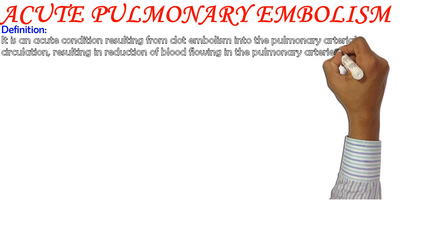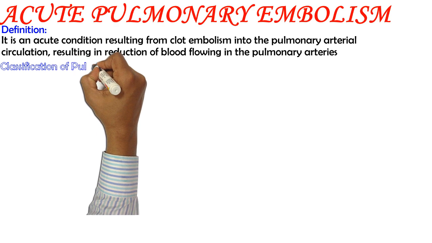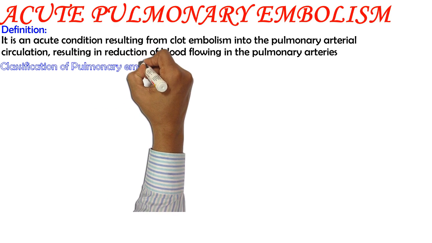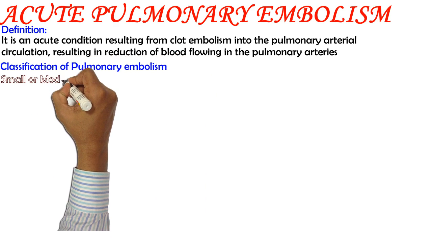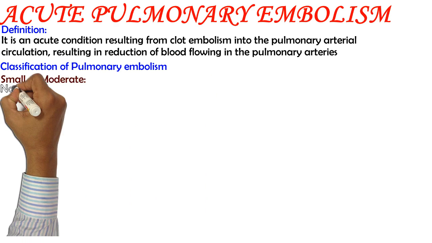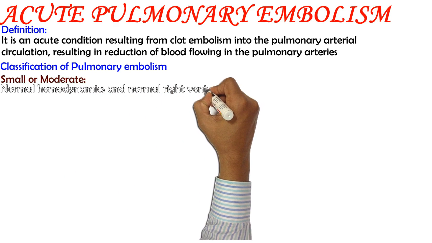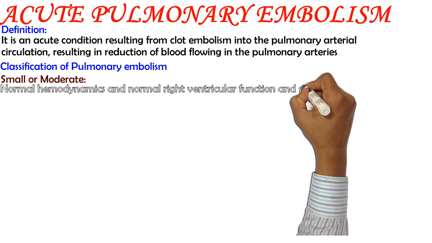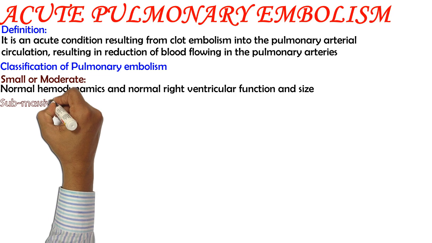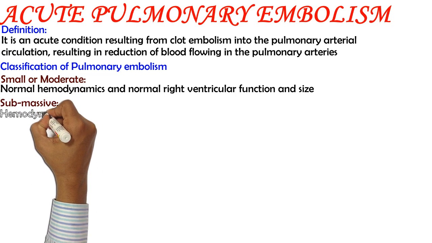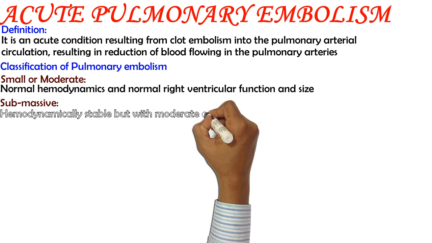So we want to look at the classification of pulmonary embolism. It's basically classified into three main types. There is a small or moderate type. This one is associated with normal hemodynamic parameters. There is also normal right ventricular function and size. Then the second one is what we call the submassive. Here the patient is still hemodynamically stable, although with moderate or severe right ventricular dysfunction. They may also be coupled with an enlargement.